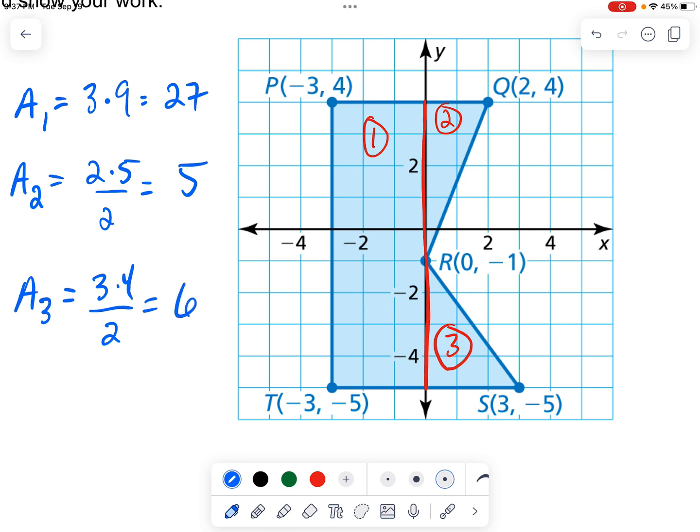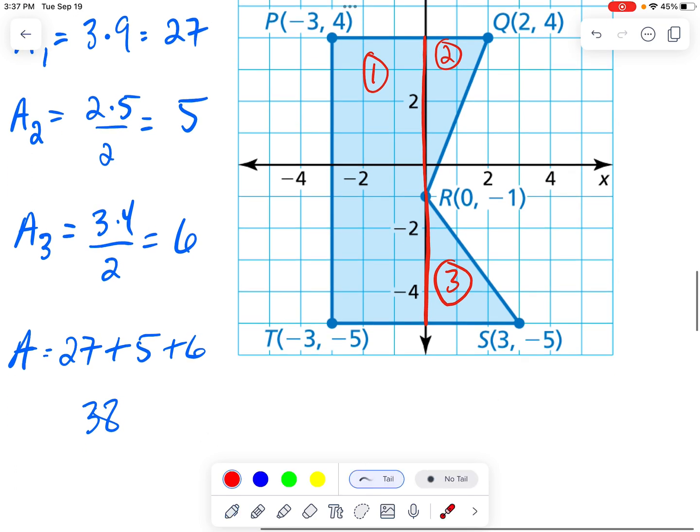So if we add those pieces up, add those three areas, so the area of the total would be 27 plus 5 plus 6 for a total of 38. And when we're talking about area, remember, we're talking about 38 like squares, right? We usually say 38 units squared.